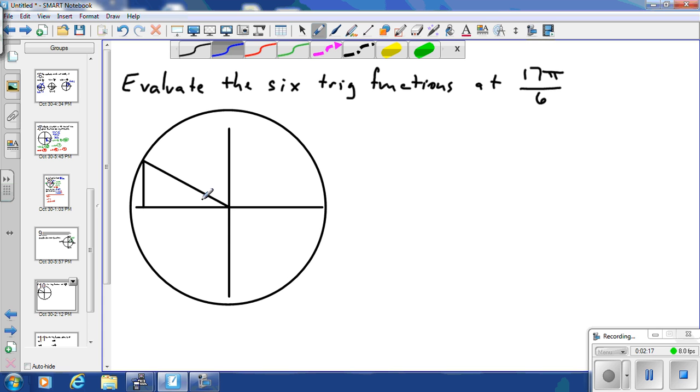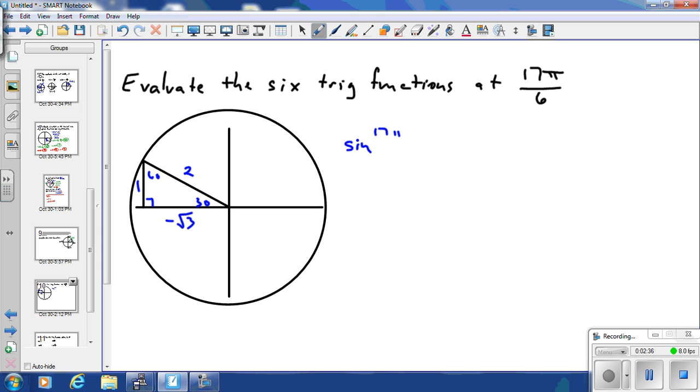So however we do it, we can figure out that this is going to be a 30-degree angle. This is going to be 60. This is going to be 90. We pencil in our sides, 1, 2, square root of 3, but this one's negative. And we can quickly figure out the sine of 17 pi over 6, cosine, the tangent, and we'll then do the inverses of those.